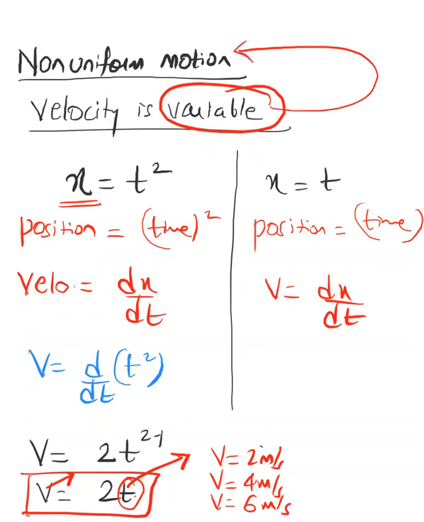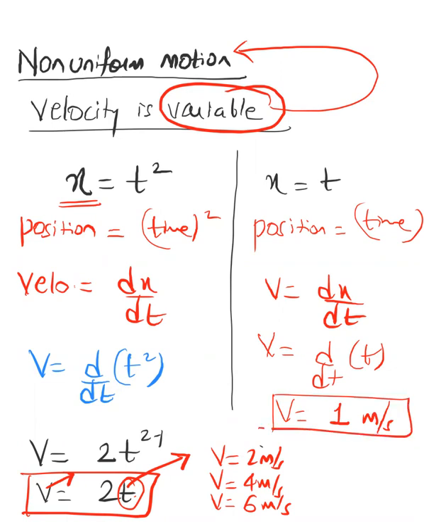But if you see the second case where x is proportional to t power 1, v is equal to dx by dt, that is 1. That means velocity is constant, and that velocity is equal to 1 meter per second. That means constant velocity. Constant velocity means uniform motion.